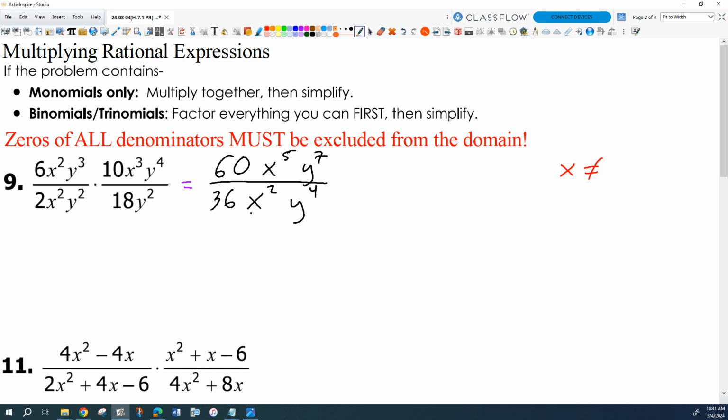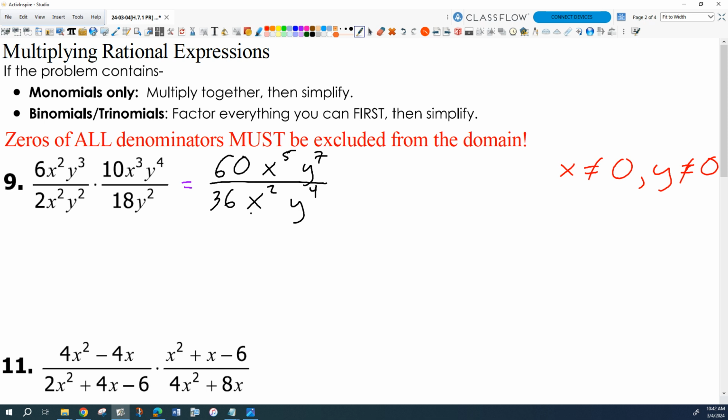For x, what value would have to be excluded? 0. Yeah, because look, I've got an x squared in the bottom. So x can't equal 0. I can't divide by 0. Anything else I need to exclude? Remember, I can't divide by 0. Is there any other value of a variable that would force me to divide by 0? Y. Yeah, look, y can't be 0 either, right? Because I've got a y to the 4th on the bottom. So those are my two exclusions. Neither x nor y can equal 0.